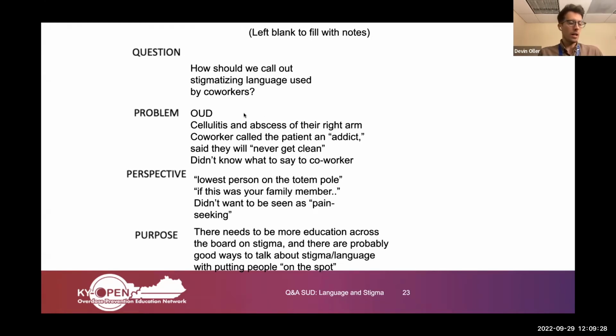I know we have a lot of our recovery coaches on the call today. How would you guys feel about sharing your own perspective or your own experiences with stigma in that moment? Do you think that would be an effective way of getting somebody to change that behavior?